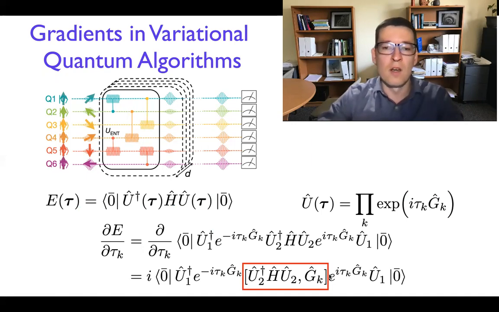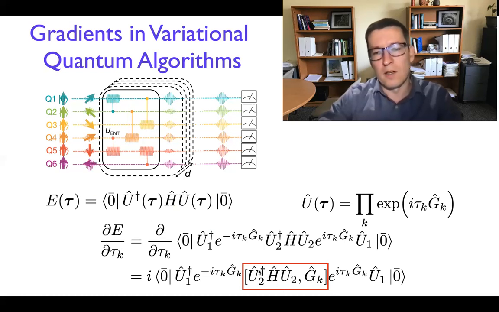if one would like to use the same machinery to calculate gradients, then what one would need to do is to construct a wave function, which is U1 acting on the 0 state, then the unitary that we would like to differentiate, and then we would like to calculate the expectation value of this commutator on that function. Which of course is not that easy, because the commutator generally may have, well, many more terms than the terms that we had in the Hamiltonian, right?